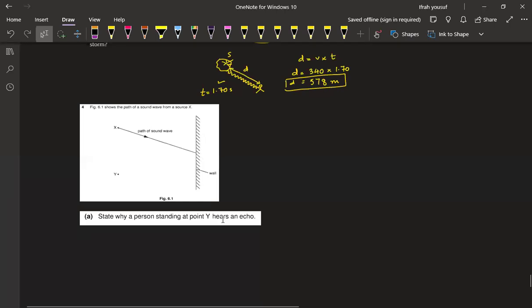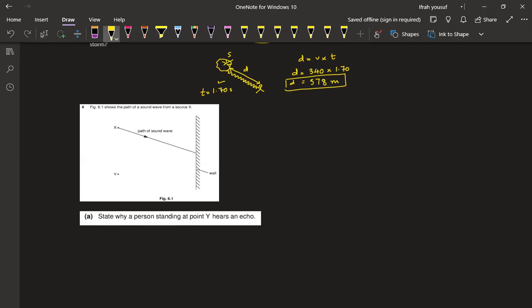So here's one question, and we are going to answer. Figure 6.1 shows the path of a sound wave from source X, right? So path of sound wave. And then it gets reflected and it will reach to the Y, right? ठीक है, ये तो हो जाएगा. State why a person standing at point Y hears an echo.